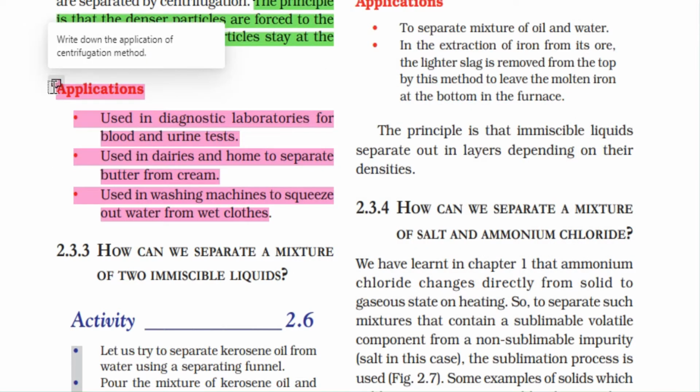So the question is, write down the applications of the centrifugation method. It is used in diagnostic laboratories for blood and urine tests, used in dairies and at home to separate butter from cream, and used in washing machines to squeeze out water from wet clothes.